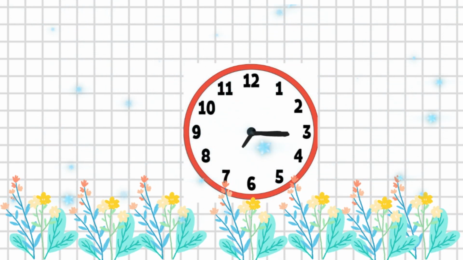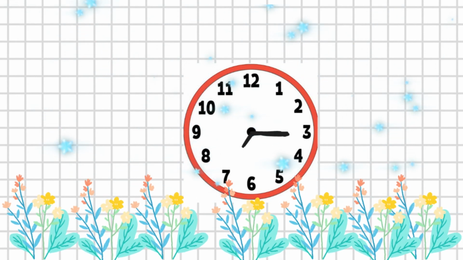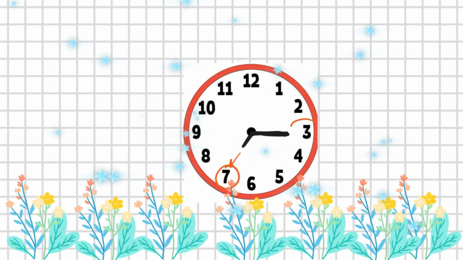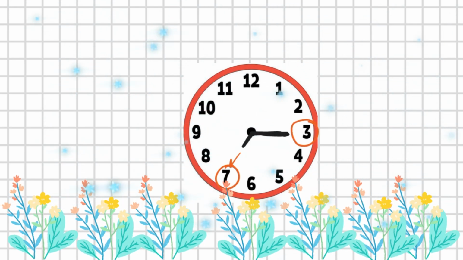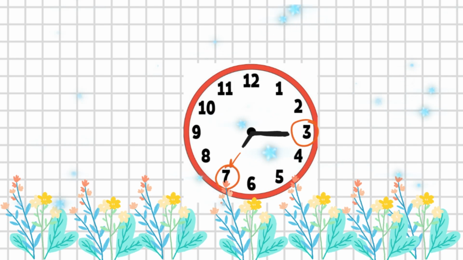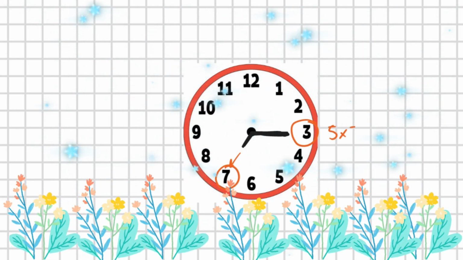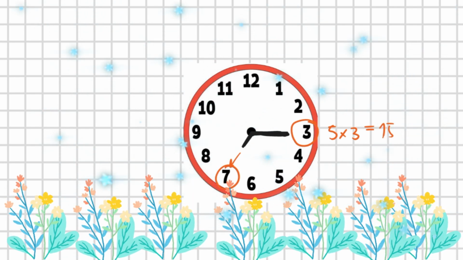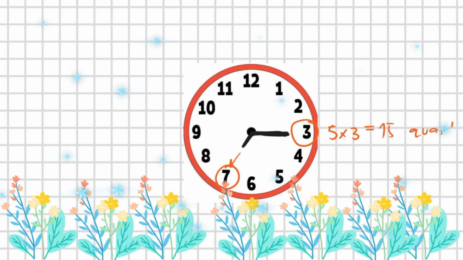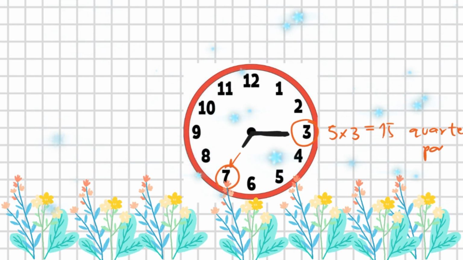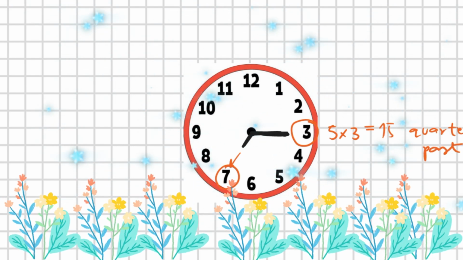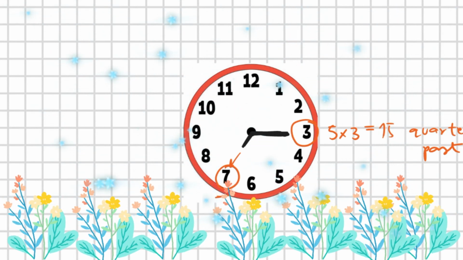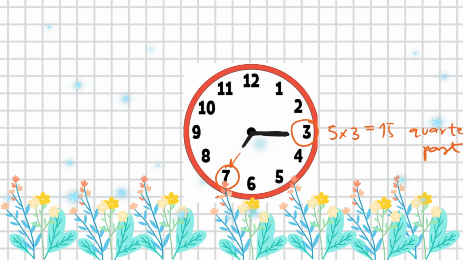Now, if someone asks you what the time is on this clock now, you are going to do the same process. You see that the hour hand is on 7, which means it's the 7th hour, and the minute hand is on the 15th minute, or on 3, which means 5 multiplied by 3 is equal to 15. So it's the 15th minute, and it's quarter past as well, okay? So you say it's quarter past the hour, the 7th hour. So the time on this clock is quarter past 7.